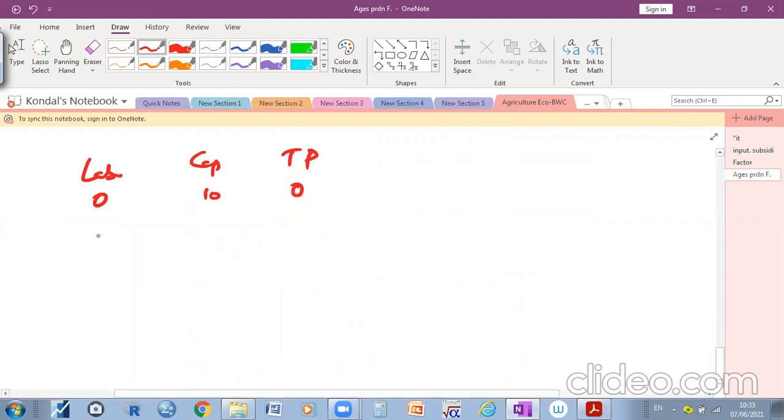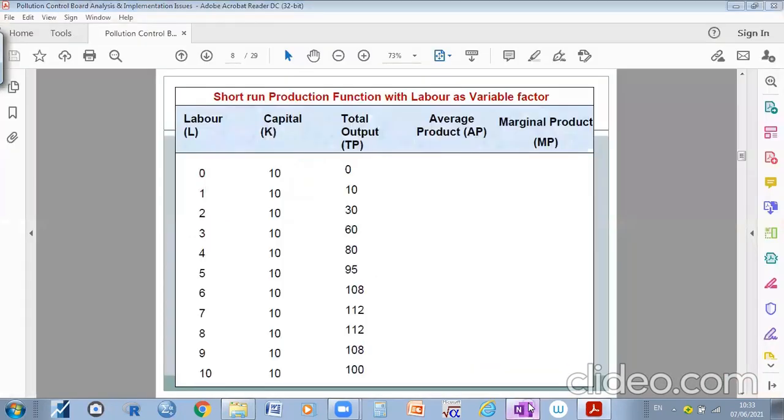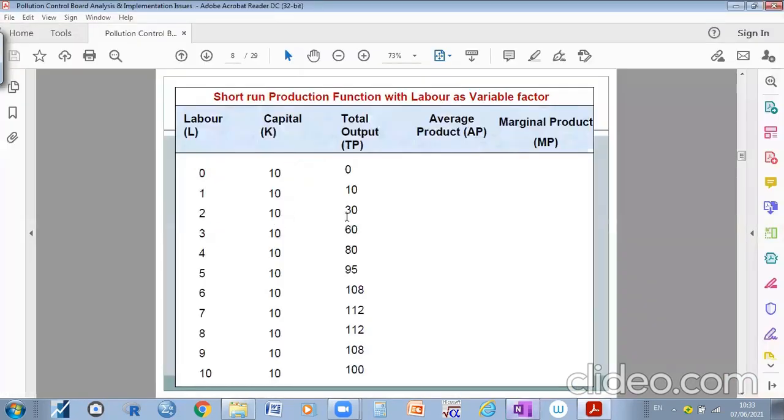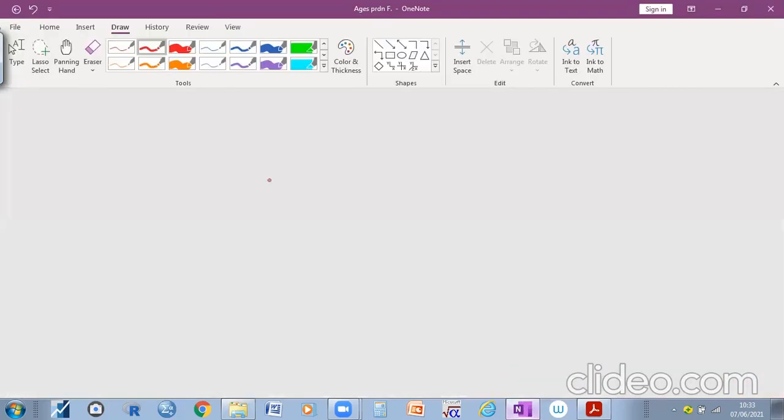Next, see, one labor, 10 machines. How much can they produce? 10, right? By using one labor and 10 machines, they can produce 10 units of output. 2 labors, 10 machines. How much have they produced? Here, 30.